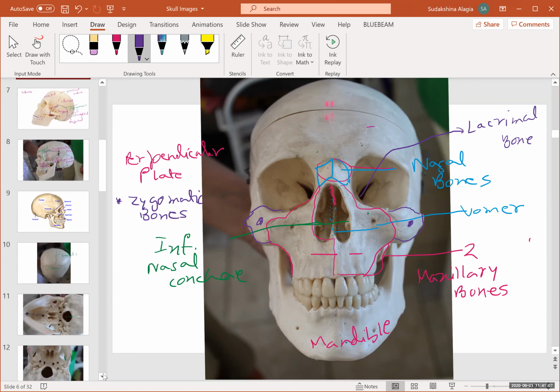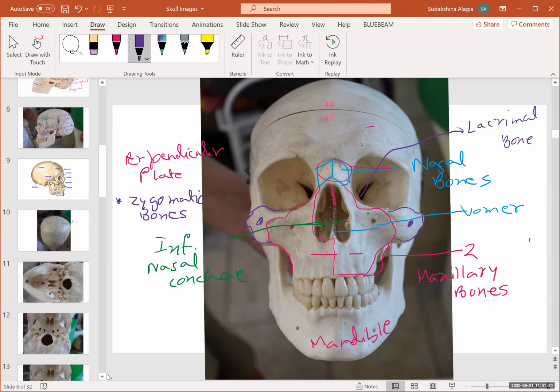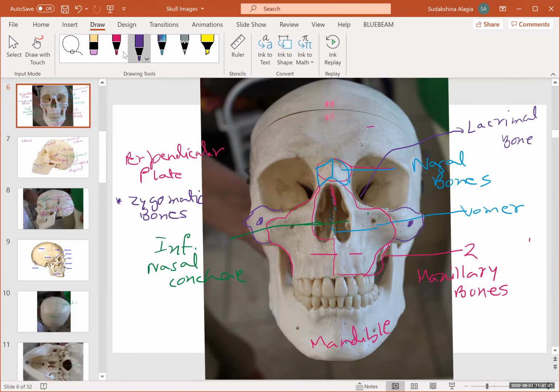Professor, I have a question. Going back to the nasal area, superior to the inferior nasal concha, there's another two. What would that be called? Do we have to know that structure? Oh, this is the middle nasal concha.